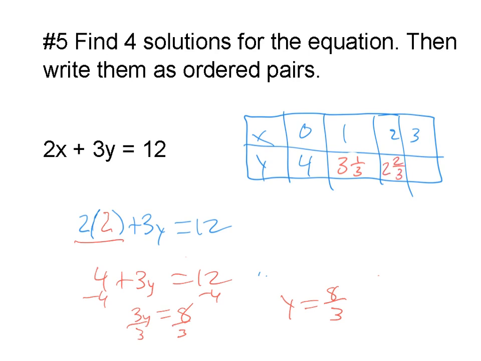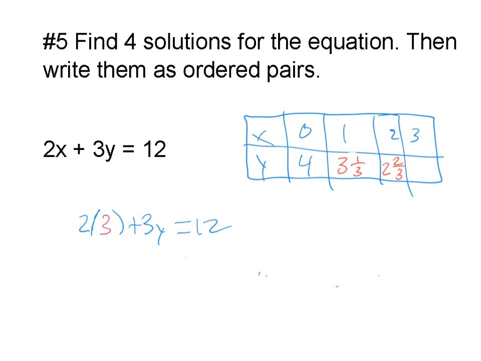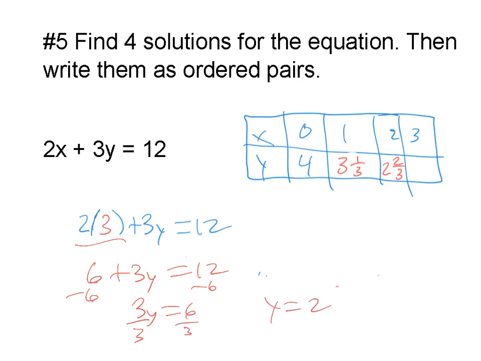So we get y equals 8 over 3, or in other words, 2 and 2/3. All right, and now let's put in a 3 in that same spot. Okay, 2 times 3 is 6, plus 3y equals 12, minus 6, minus 6. We get 3y equals 6, divided by 3, divided by 3. Y equals 2. And there we go.